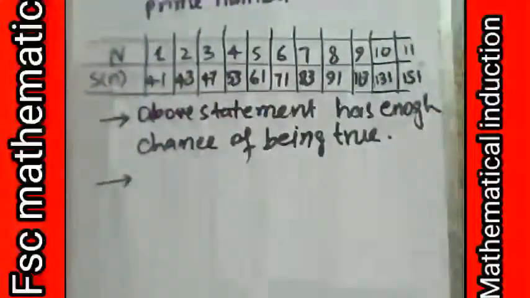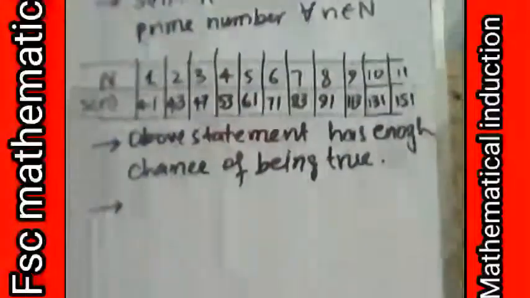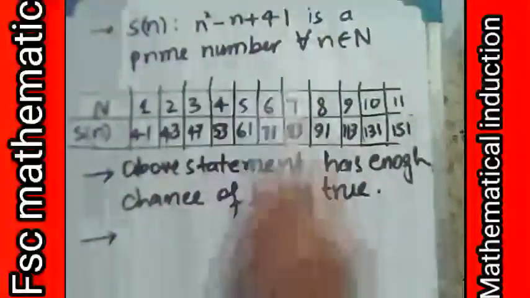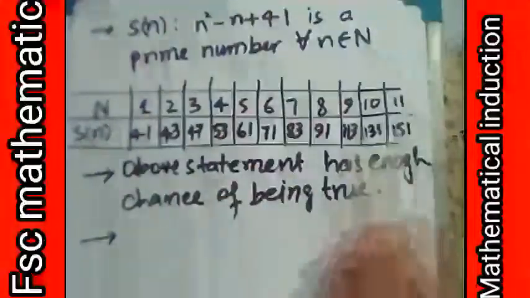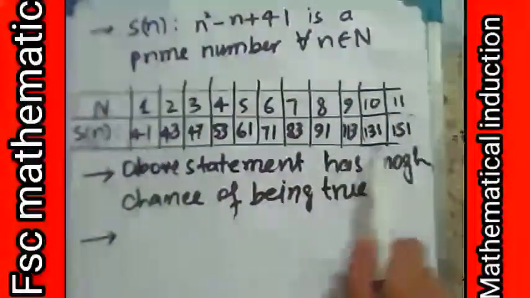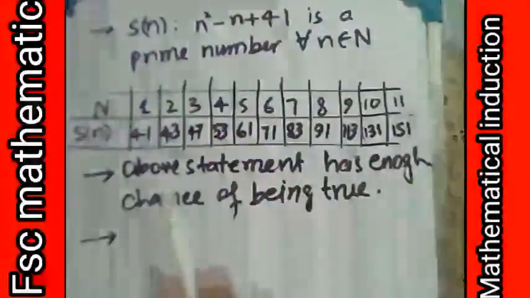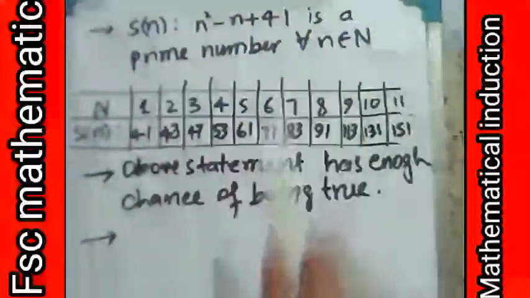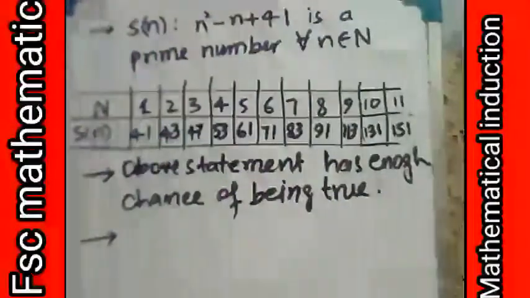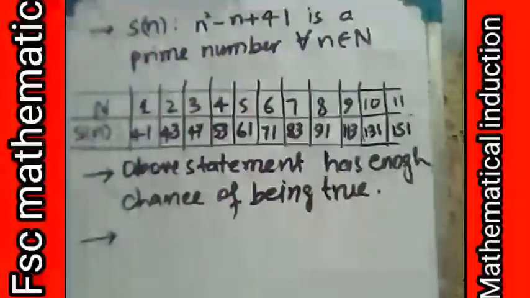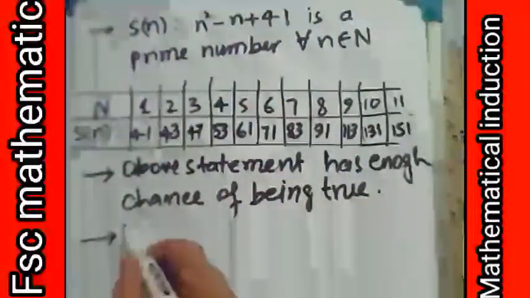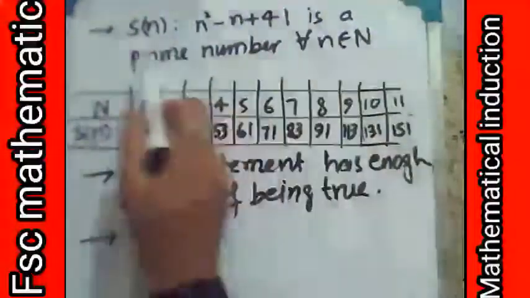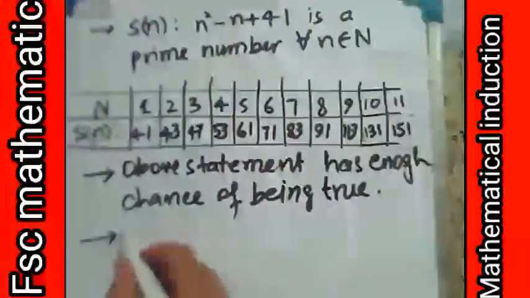The general statement says it is a prime number. And in particular cases, we find prime numbers. So when we find prime numbers, can we say it is generally true, that it will always be a prime number? For this we have a rule. What is the rule? From these specific cases, we cannot deduce this general statement.